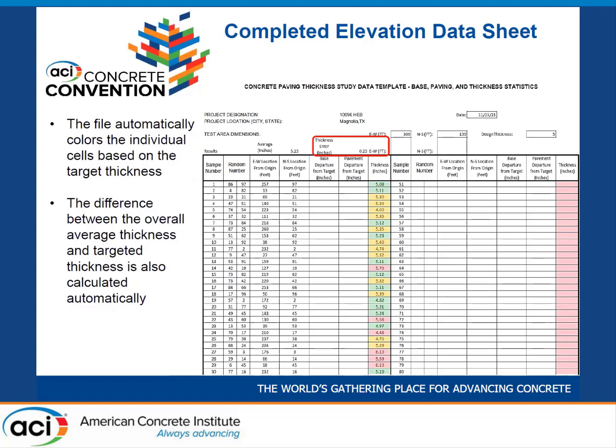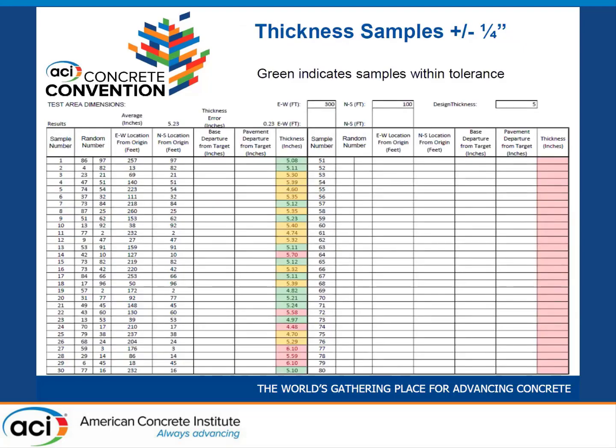We did these colors just so when you scan it, you can look at it real quick, and we'll go through it. The green is within a quarter inch of design thickness. We've got a fair amount. I don't have the percentage of what's in the green right there, but you can look at some of these. There's one that is 6.1 inches, a little over an inch thicker. And you have some at 4.6 inches and 4.48, which is under a half inch less.